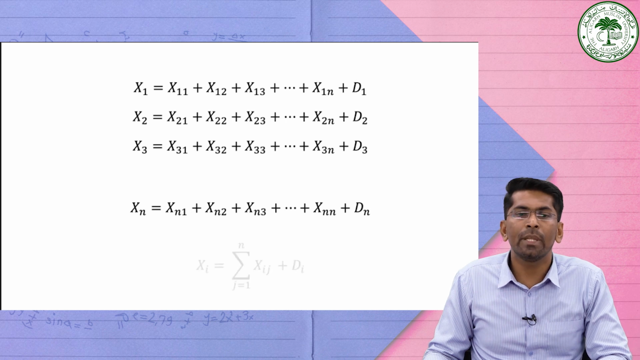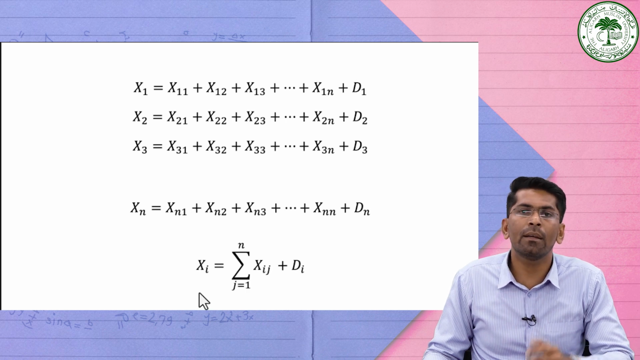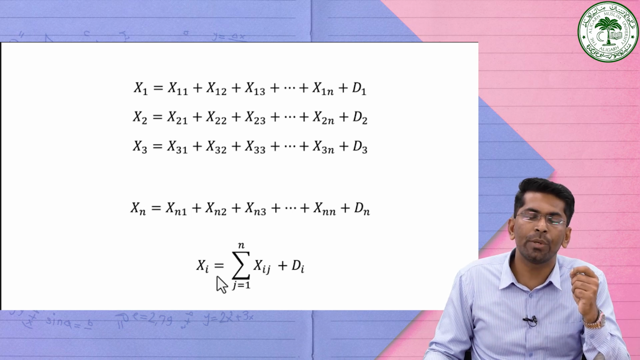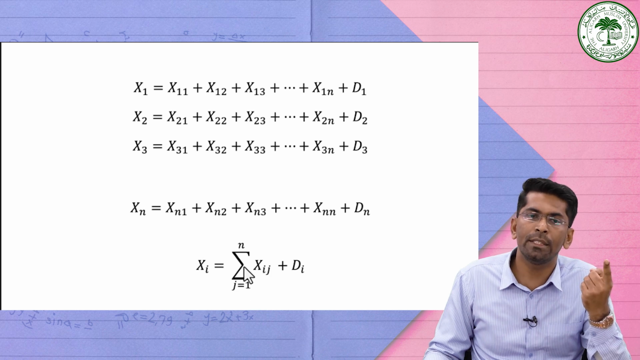So this equation concludes this particular derivation: xi, the output of the ith industry, is equal to the sum of xij plus di, with j starting from 1 to n industries.